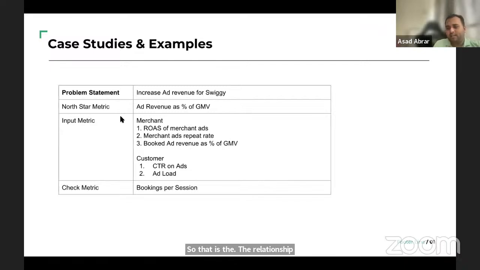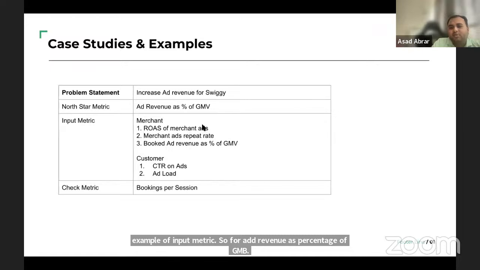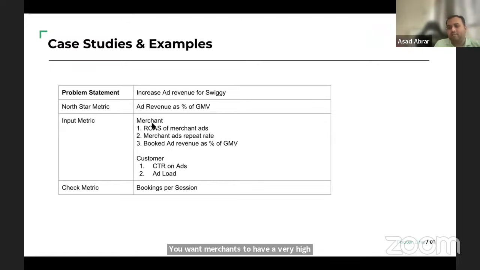Input metric, I gave you an example, right? Here is an example of an input metric. For ad revenue as a percentage of GMV, you want merchants to have a very high return on ad spend. If merchants have a higher return on ad spend, then they typically will run more ads, and that will lead to improved ad revenue as a percentage of GMV. GMV is gross merchandise value, which means the total sales happening on Swiggy.